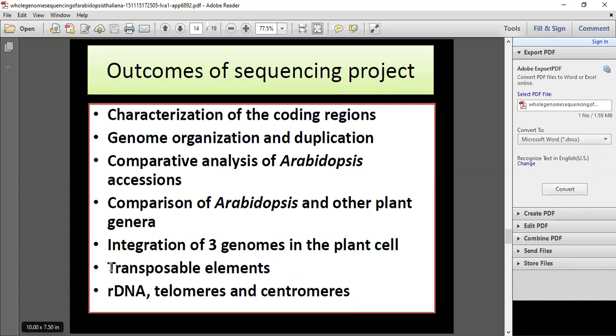They also study the transposable elements, rDNA, telomeres, and centromeres. All these are repeating sequences, and they also have a very important role inside this.